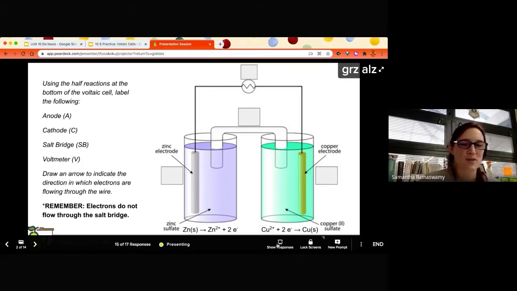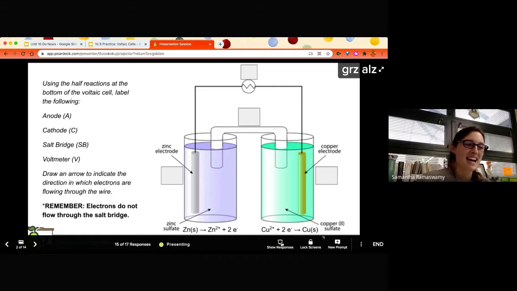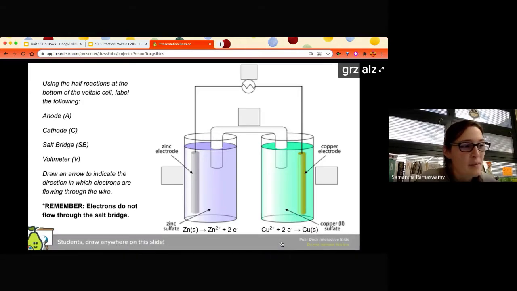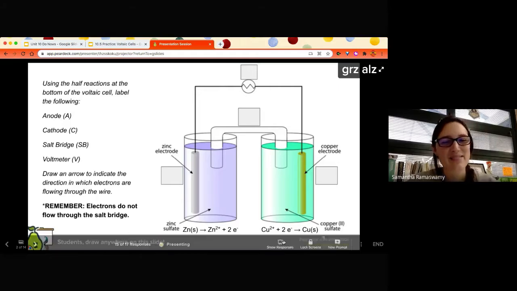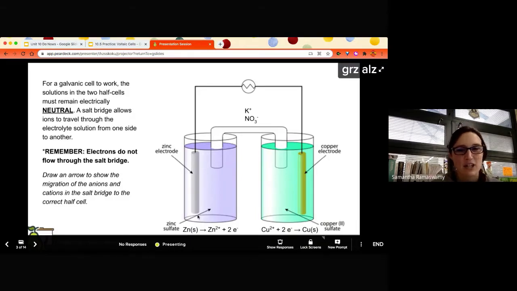So we'll look at some people's responses. We see anode, cathode, salt bridge, and electrons going from the anode into the cathode. Everybody here is showing the electrons moving from the anode to the cathode. The salt bridge is what connects it in between. Once people get done labeling everything, I see some nice pictures being drawn as well. Based on what we just said, the zinc is the anode and the copper is the cathode.